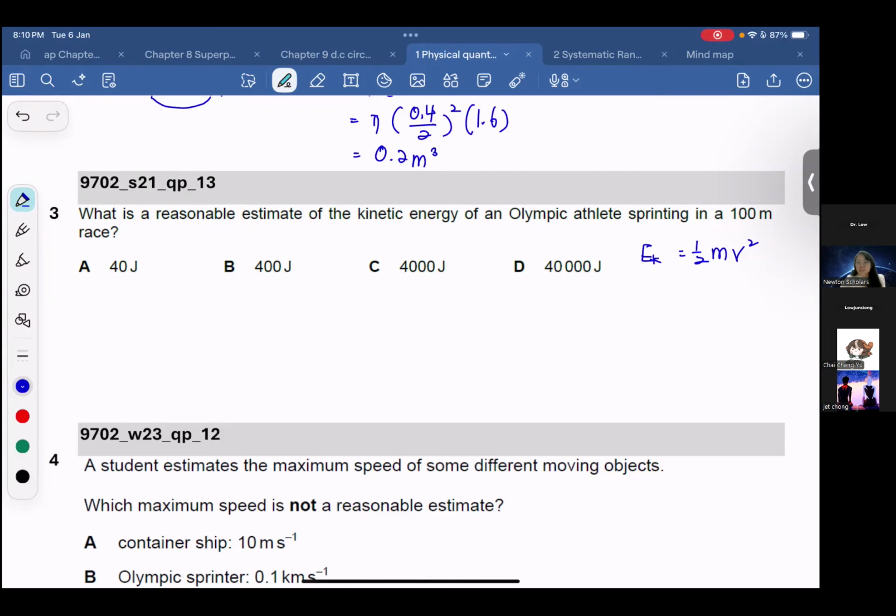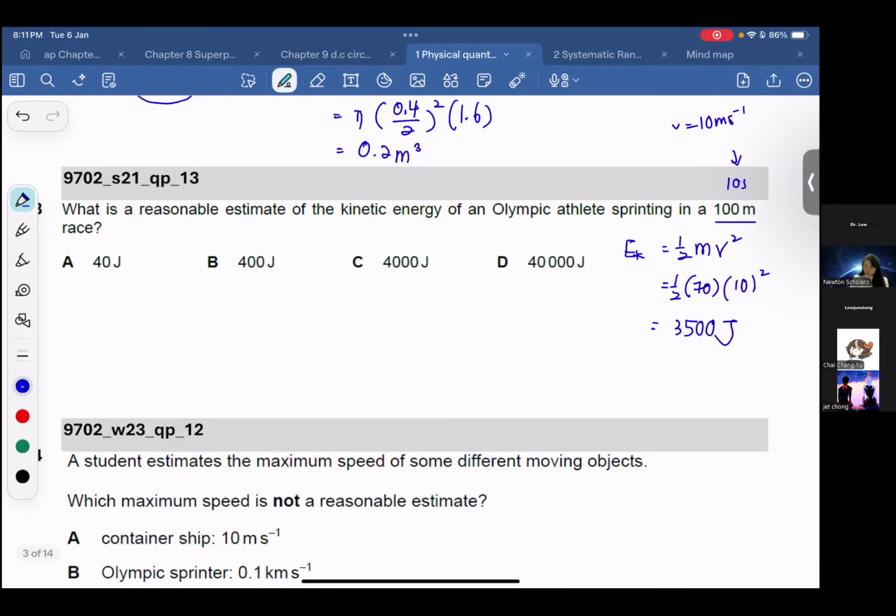Then Yuan, yes, correct. So the answer will be C. Okay, this one, 1/2. We can estimate an adult at 70 kg, or maybe you want 60, 65, it doesn't matter. Then the speed, just like I told you, 100 meters takes 10 seconds, so the speed will be 10 meters per second. So it's 10 squared, and your answer is 3500 joule. So here, C will be the possible answer.